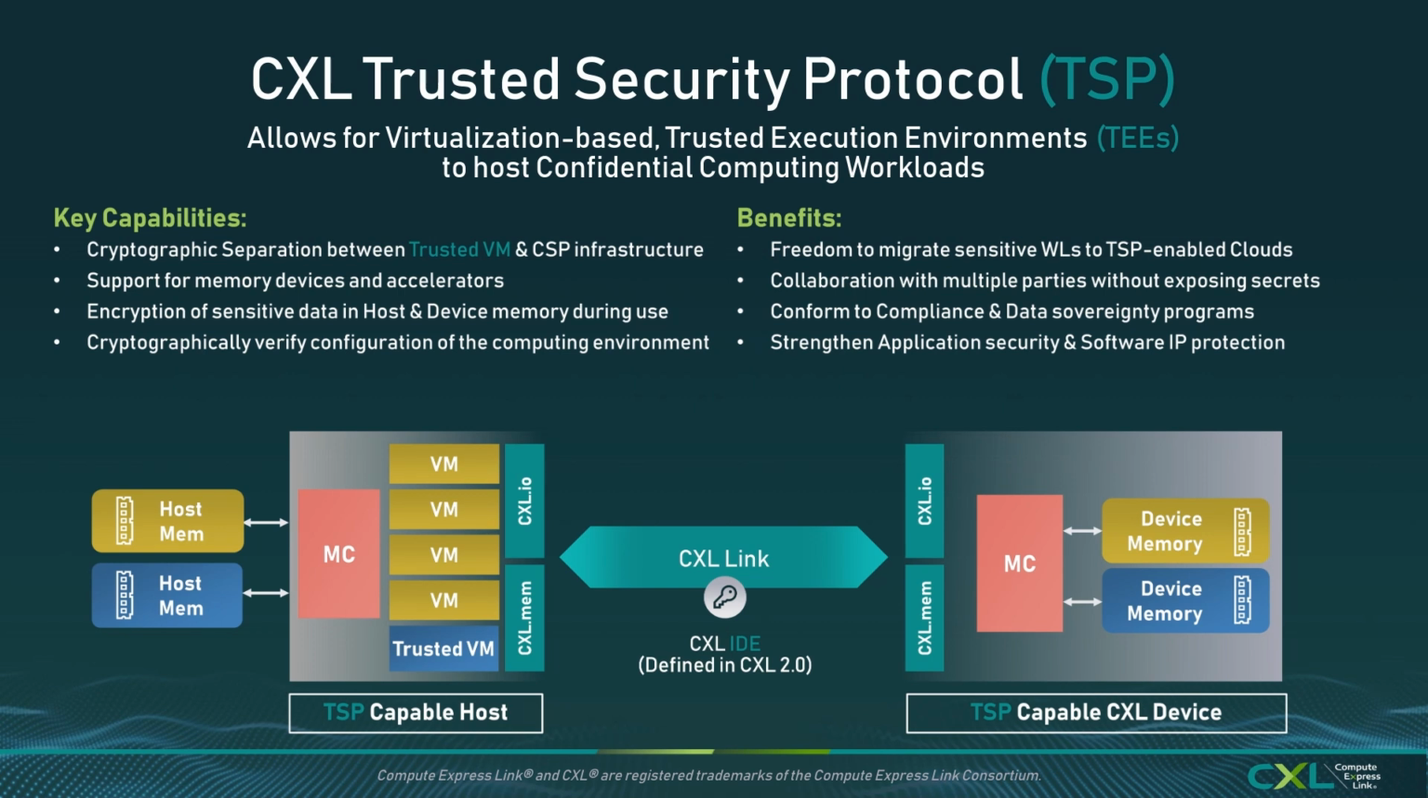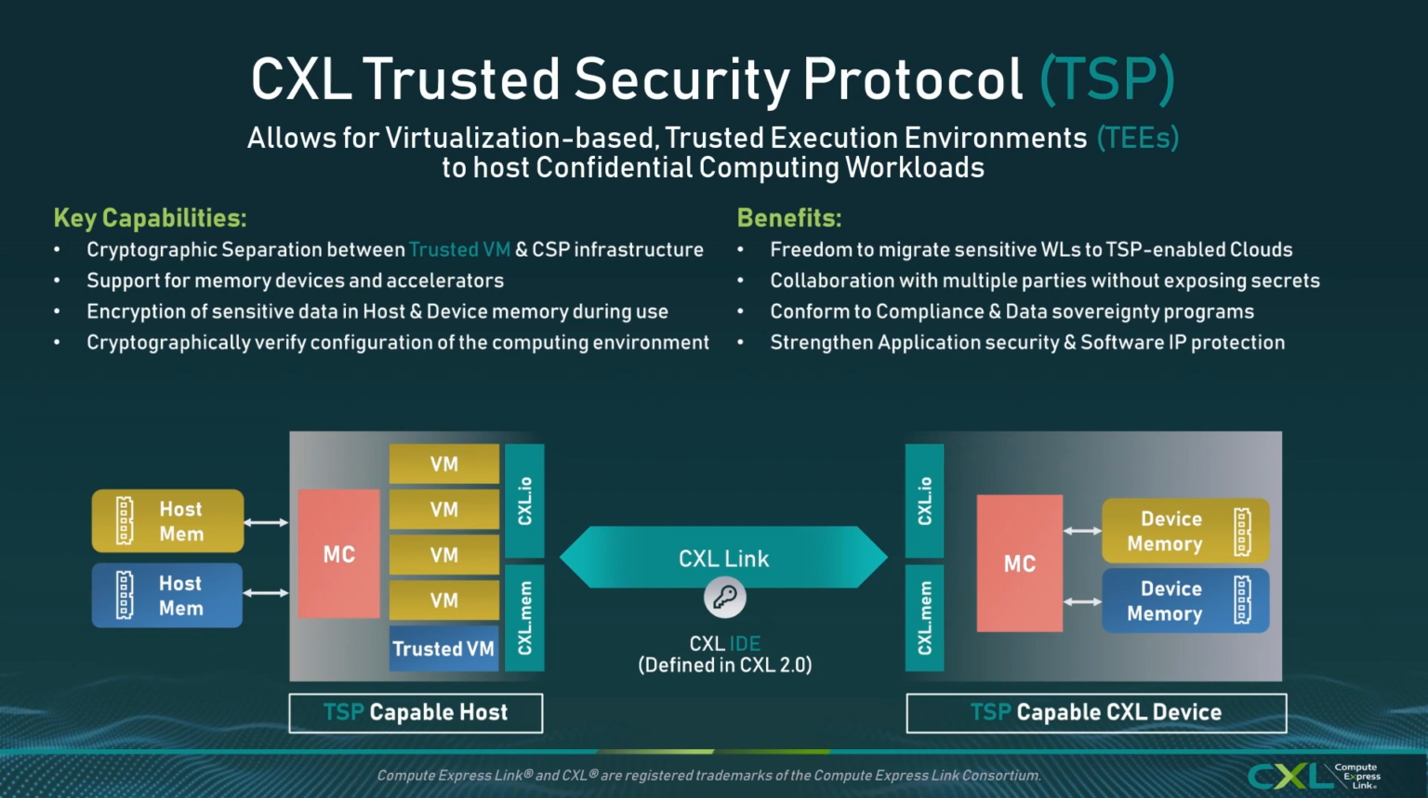And there must be a way to verify that the system is set up correctly, to meet these security promises. So again, it has to be based on cryptography. All of these things were added to CXL in what we call CXL TSP, or Trusted Security Protocol. It allows someone to build what the industry calls TEE, Trusted Execution Environments, in a system that has CXL memory and CXL accelerators.